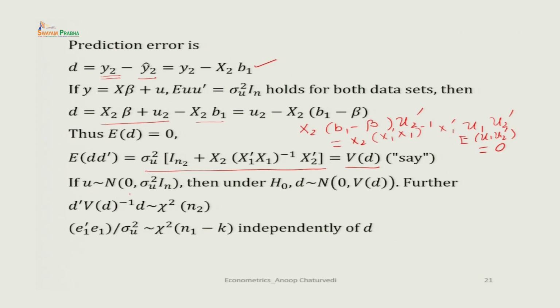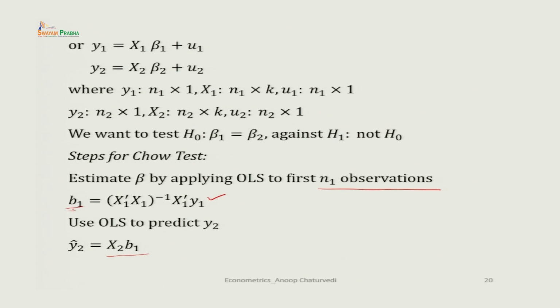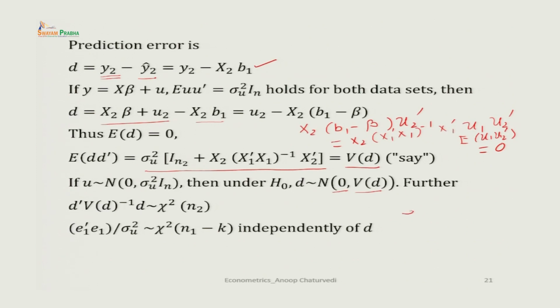Then if u follows a normal distribution with mean 0 and variance covariance matrix sigma square u I n, then under H naught d follows a normal distribution with mean vector 0 and variance covariance matrix V D. So, under H naught, d transpose V D inverse d follows a chi-square distribution with n2 degrees of freedom, and e1 transpose e1 upon sigma square u follows a chi-square distribution with n1 minus k degrees of freedom, independently of d. e1 is the OLS residual based on b1. So, e1 is equal to y1 minus x1 b1.